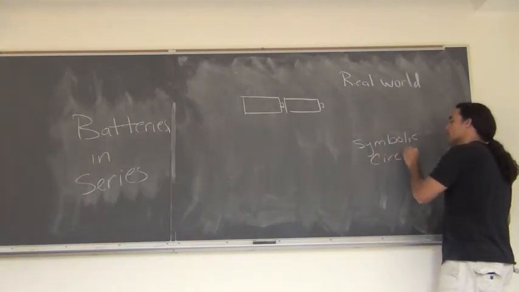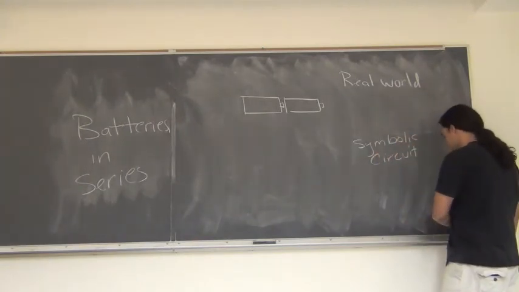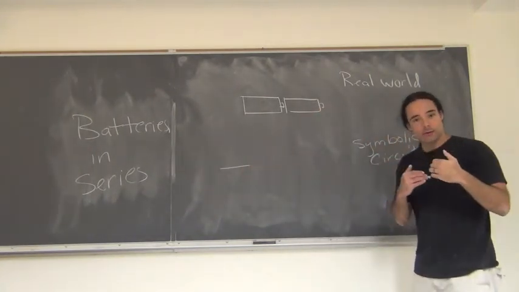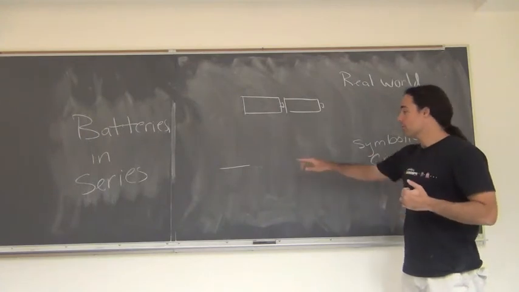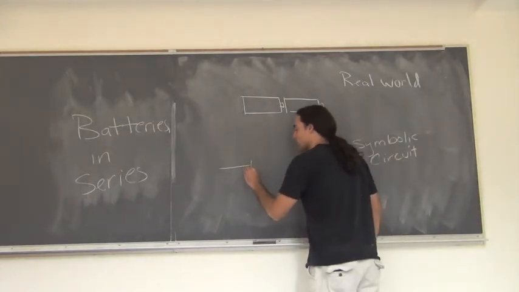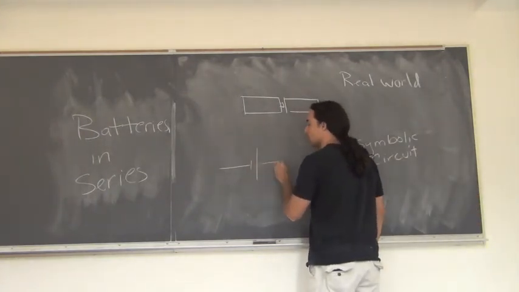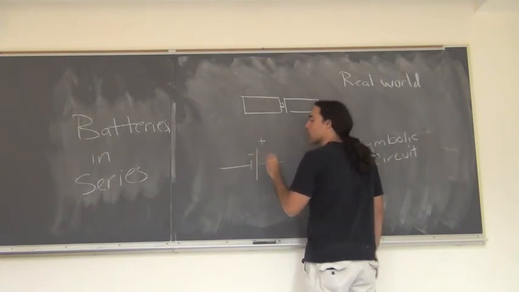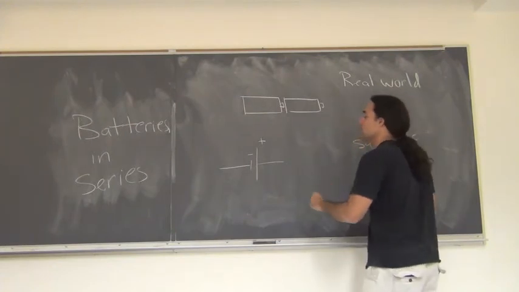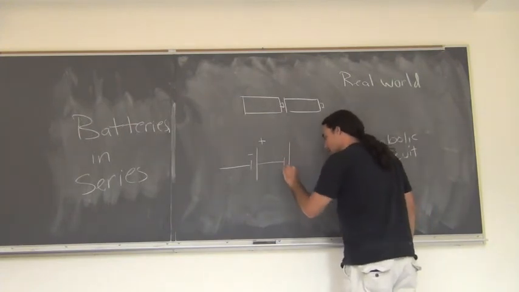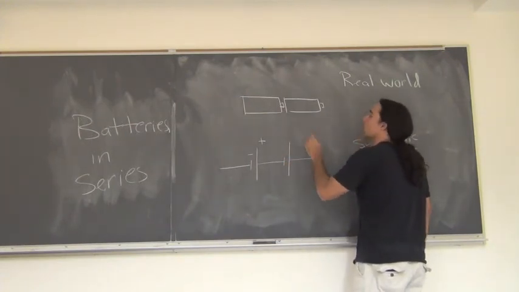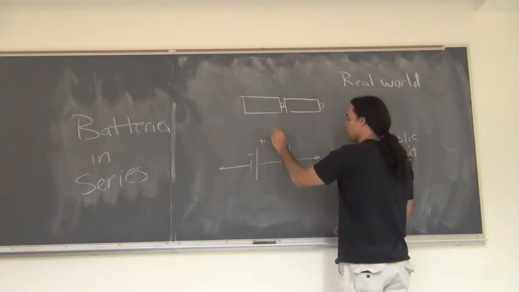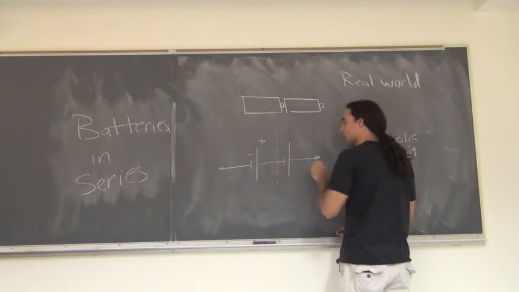we can draw our circuit this way. Here we go. Remember, I represent a battery or an electromotive force in this way. I use a short line and then a long line. We'll say that the long line represents the positive end of the battery, the short line represents the negative end. And I do that twice, one for each battery. So here's battery 1, here's battery 2.